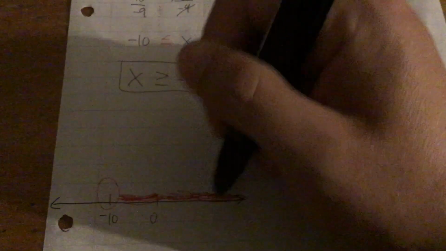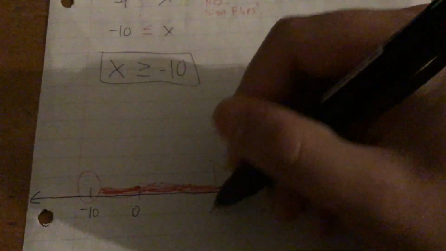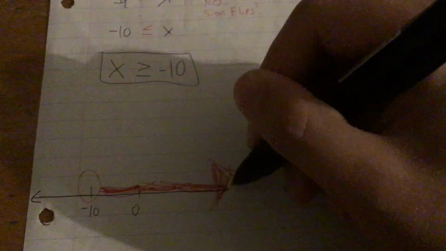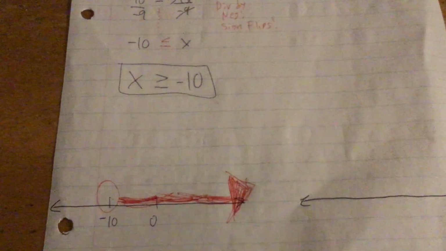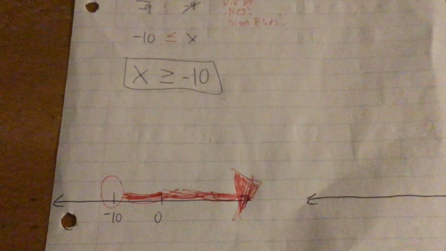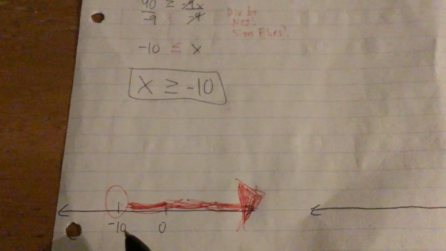Greater than means I shade to the right. And since the arrow goes to infinity and beyond, I make it clear. Now, x is greater than or equal to negative 10. Is negative 10 itself included in the solution set? Yes, greater than or equal to means that negative 10 is legally allowed to be in the solution set. Or if you go into Algebra 2, this is a simple topic known as domain. What are the legal values of x?